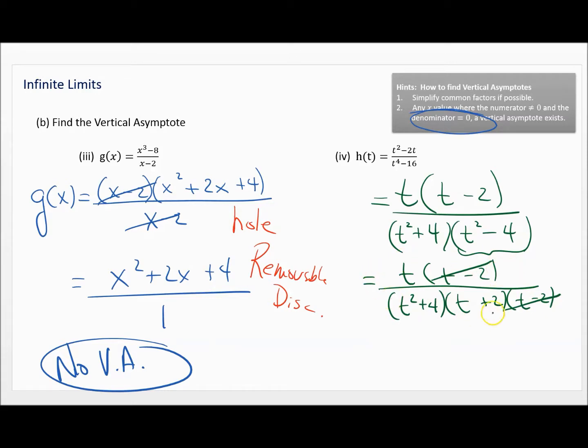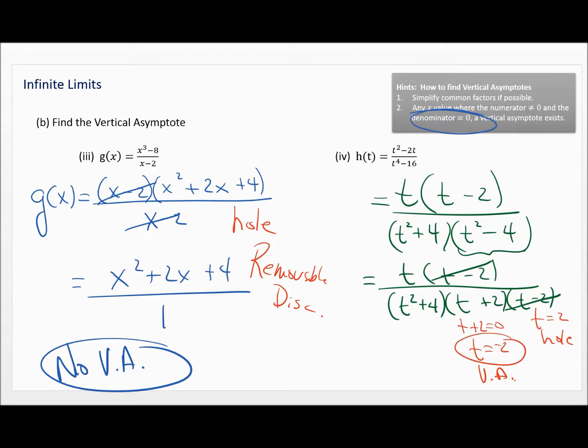So this function is equivalent to this function up here, except at one place. At t equals 2, which is the zero for the factor we canceled out, we have a hole in the graph. So back in red, t equals 2 is just a hole. It is not a vertical asymptote. On the other hand, right here, if I set t plus 2 equal to 0 and I solve, I get t equals negative 2. Y'all, that's a vertical asymptote.